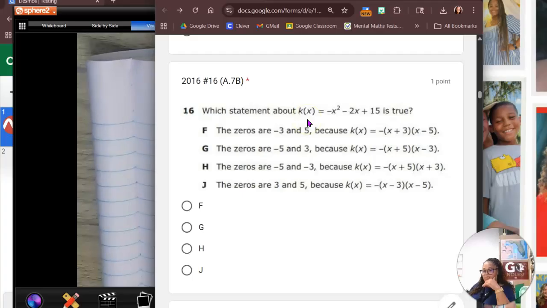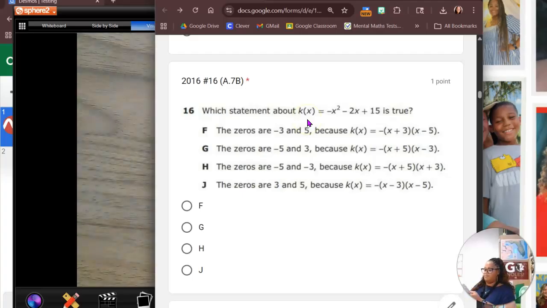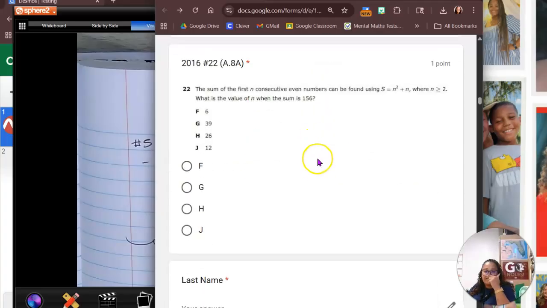Did I just do this one? Is this one a repeat? No, it's not. Oh, yeah, I already did that one earlier because I had the answer on the screen.